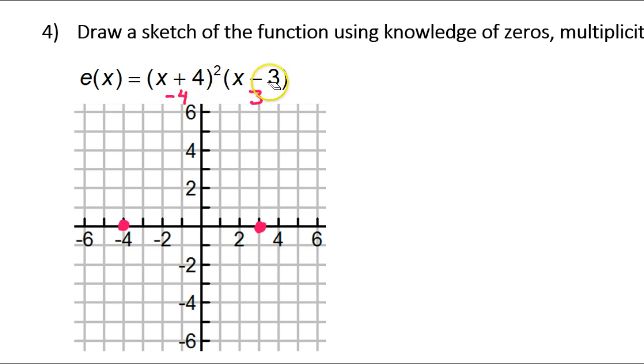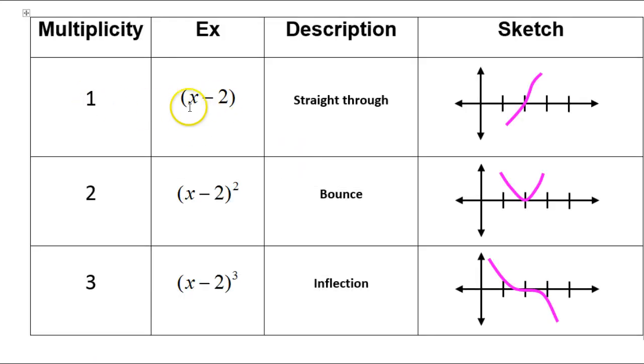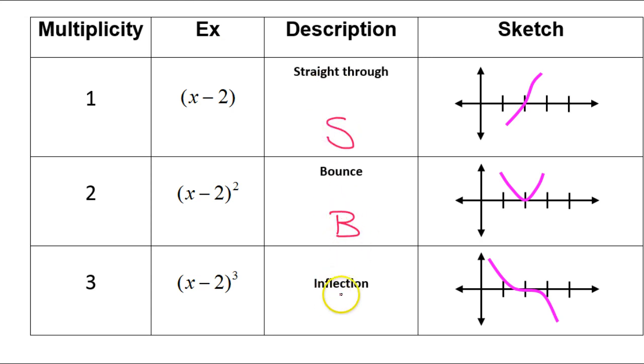Depending on the multiplicity of the factor, meaning how many times it's repeated, it will affect what happens at the intercept. Let me show you a little diagram. If the multiplicity of the factor is 1, if there's just one of them, then the graph passes straight through that x-intercept. If the multiplicity is 2, then the graph bounces off that x-intercept like this. And if the multiplicity is 3, it forms something called an inflection, where the graph sort of flattens out as it passes through that x-intercept. So straight through, bounce, or inflection. And I often will abbreviate with an S, a B, or an I. It's supposed to be an I.